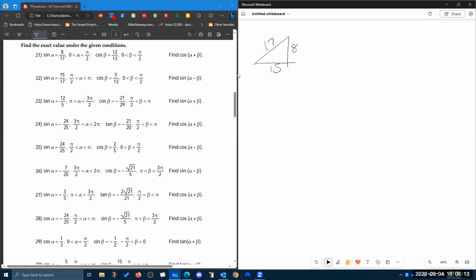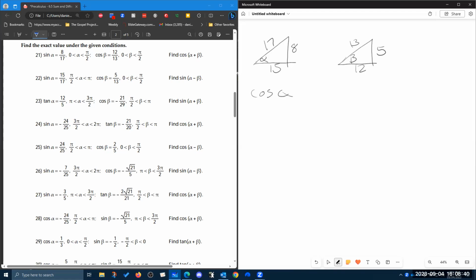Then beta is also in quadrant 1, and it says that cosine of beta is 12/13. So 12, 13, and this is a 5, 12, 13 triangle. Again, use the Pythagorean theorem to prove to yourself that that's 5 if you need to.